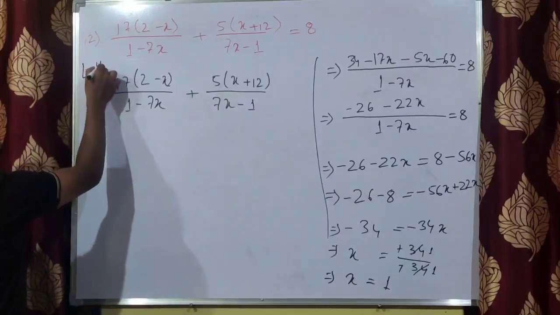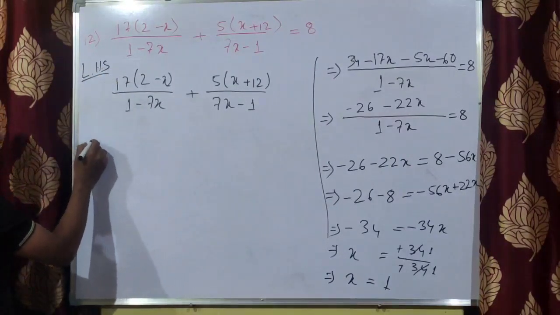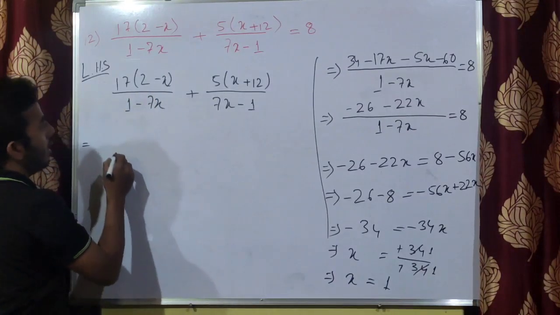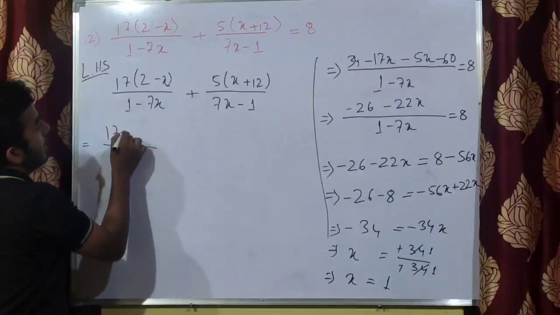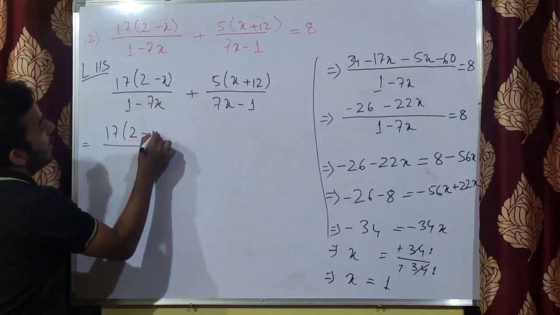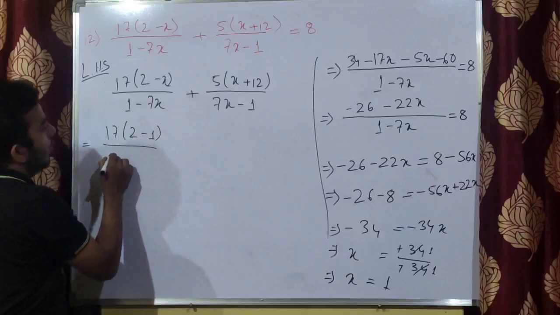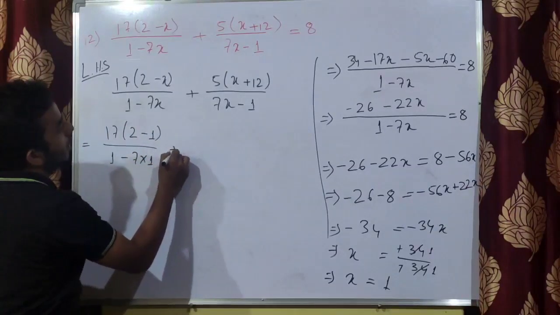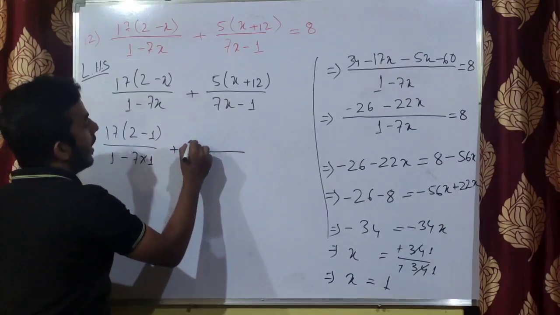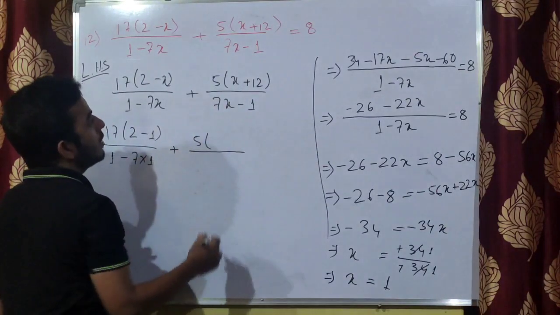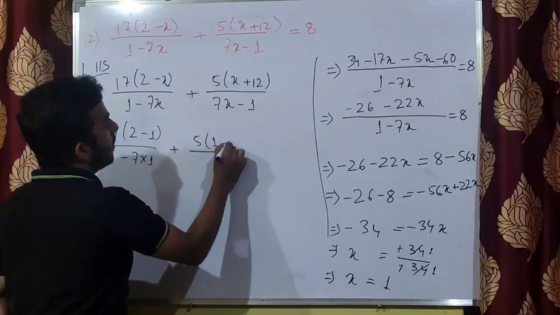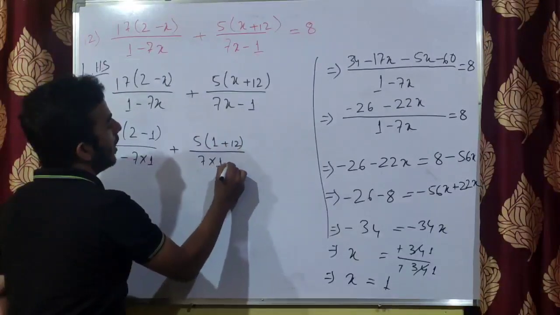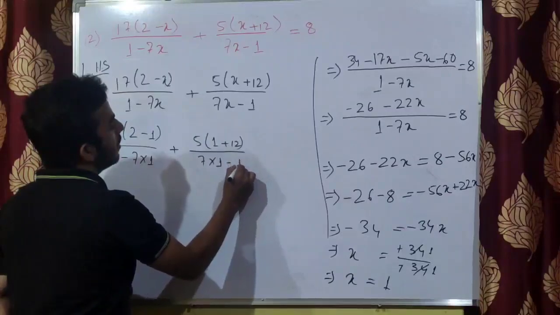So here LHS, here what we will do? In place of x, we will put 1. So 17 into 2 minus 1, then 1 minus 7 into 1 plus 5 into 1 plus 12, then 7 into 1 minus 1.